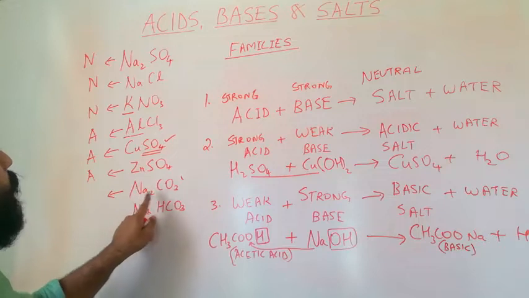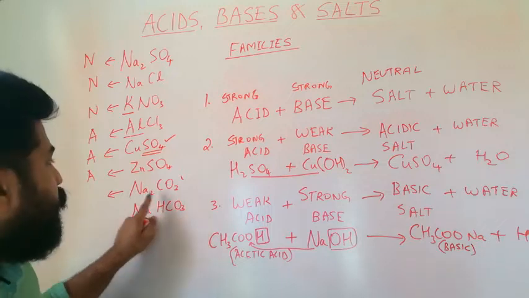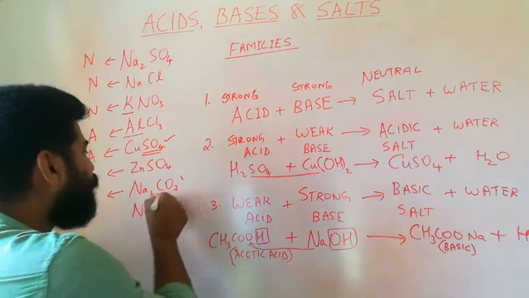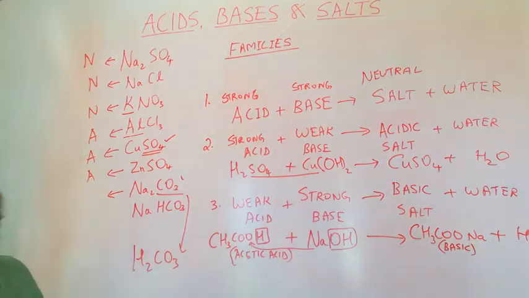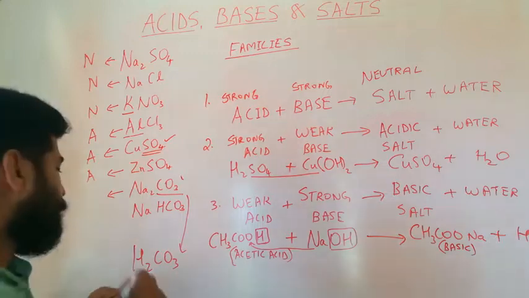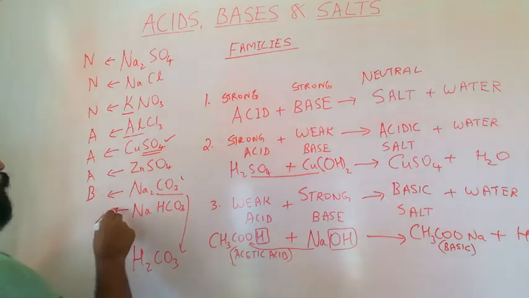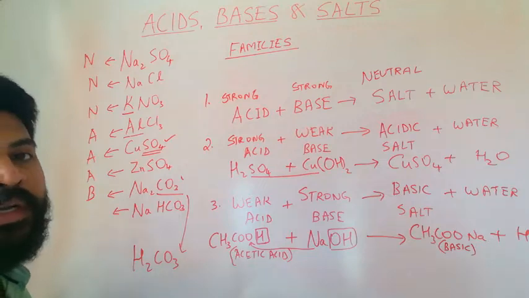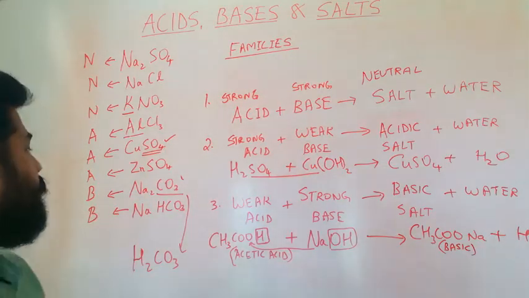Then we have sodium carbonate. Sodium carbonate is also an example of a basic salt because sodium hydroxide is a strong base, and the carbonate comes from carbonic acid, H2CO3, which is a weak acid. Another example of a weak acid is carbonic acid, H2CO3. So you will get a basic salt, and in this case also sodium bicarbonate, which is a constituent of your baking powder, that is also a base.